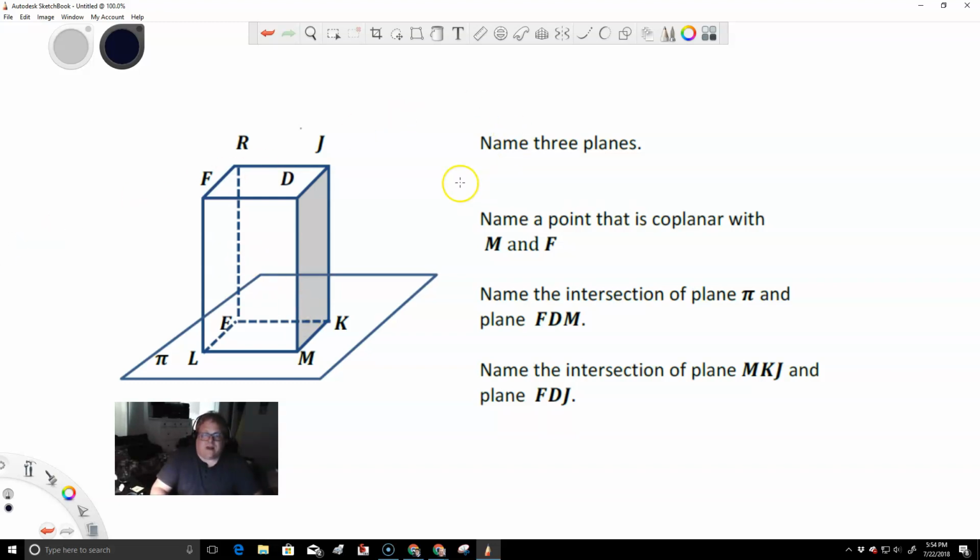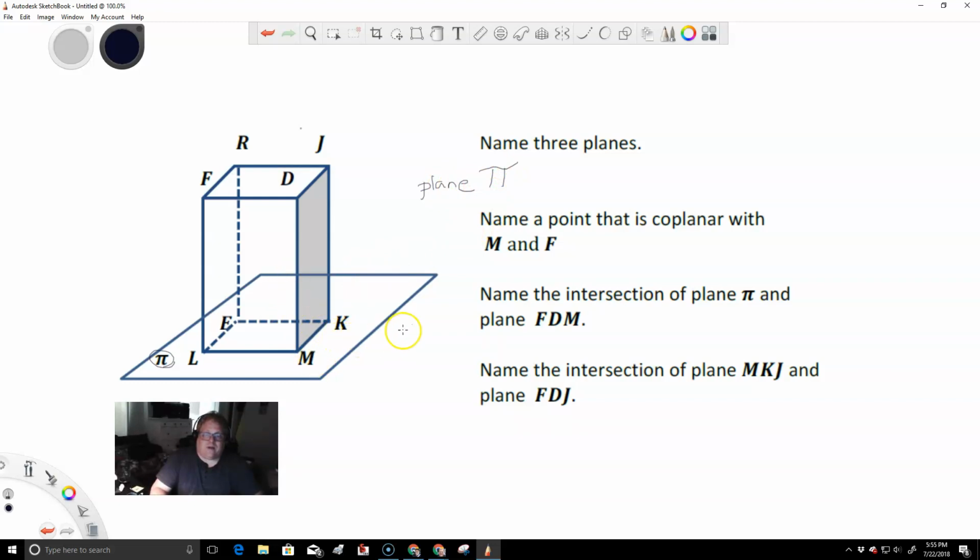Alright, so it says name 3 planes. So the easiest route is one of the planes down here has pi, and pi is a name that we can use. So I could say, just for the sake of, since we're not using script, I'm going to put plane pi. If I had a script letter, then back in the day, I wouldn't have to write plane. But because I'm not really using a script letter, I have to use the word plane in front of it so that you know what I'm looking at.